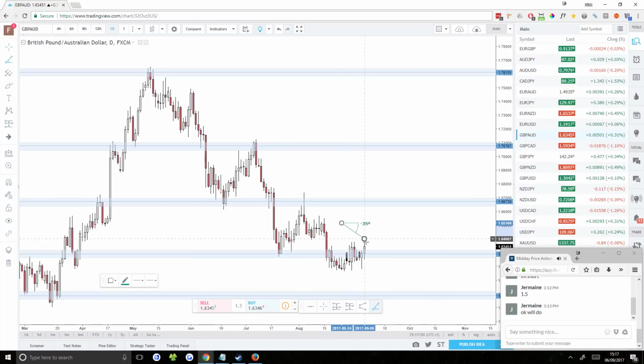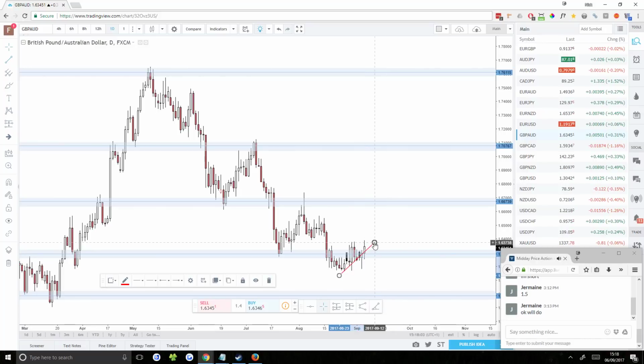Can I use this tool? I don't know. How does this work? Whatever. I'm not going to mess around with those tools. Not right now, anyway. See kind of a wedge forming a little bit.